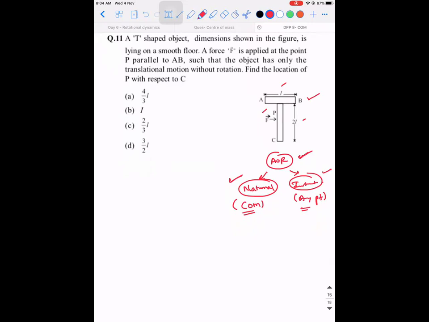So what we can do is, for AB, I'm taking the same diagram. I'm using a green color dot. For AB, the center of mass will be here. Let me call this mass capital M. For the rod which is vertical, where is the center of mass going to be? At its center.